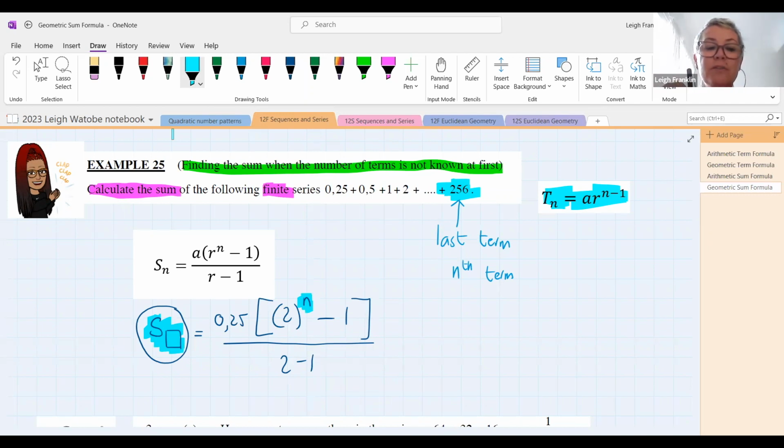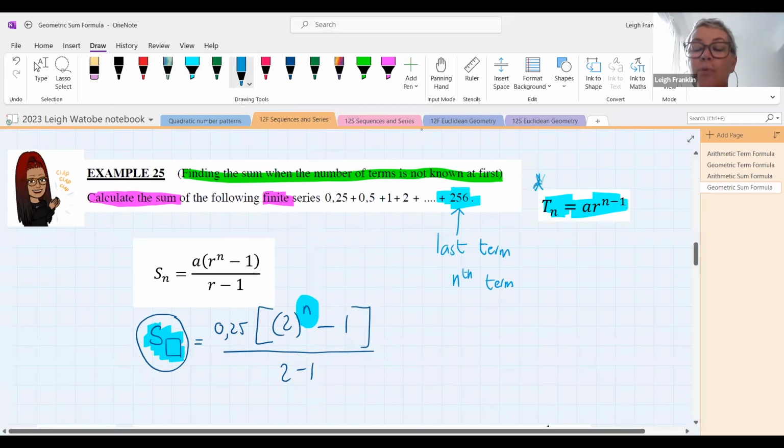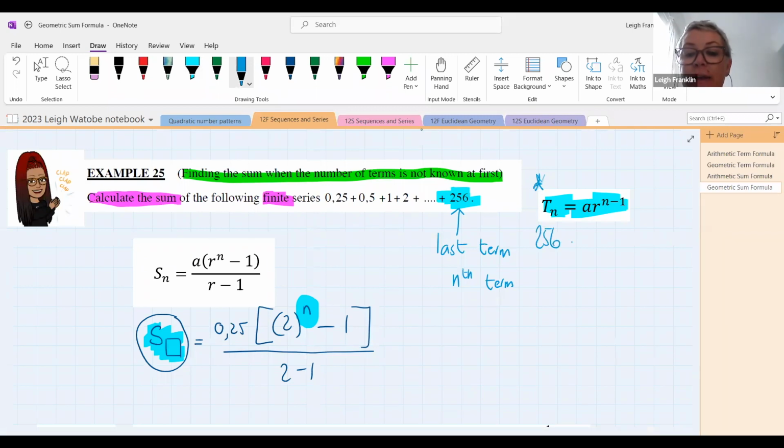So that means in this situation, if I want to answer this question, I need to know the number of terms in the pattern, right? And that means that I have to use my nth term. So in other words, I have to sub into this formula over here that I'm putting a little blue star by. 256 is Tn. A is 0,25. I know what r is. It's 2 to the power of n minus 1. So now I have to solve for n first.